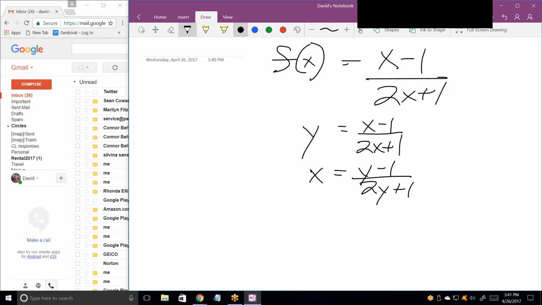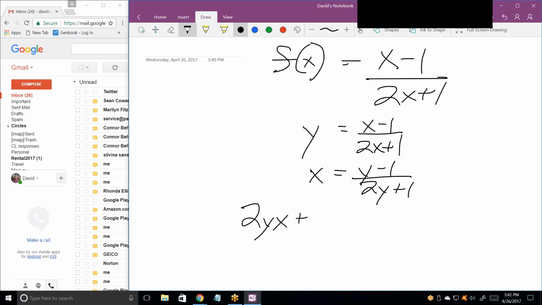Then you do the multiplication of both sides by 2y plus 1. Tell me the next line, Simon. I want to know what the next line is, not what you're supposed to do. Oh, you want me to actually tell you what to write? That's what I want. Okay, so it would be 2yx plus x.